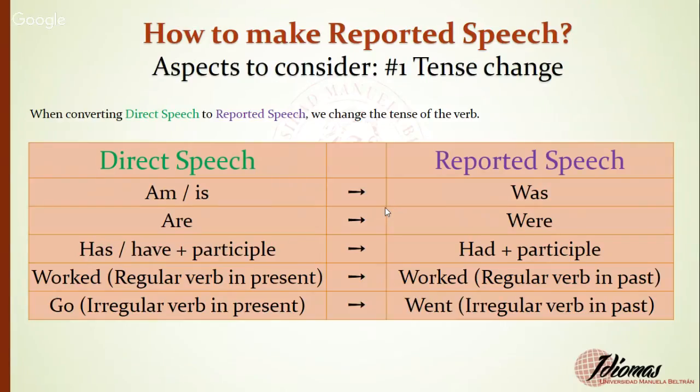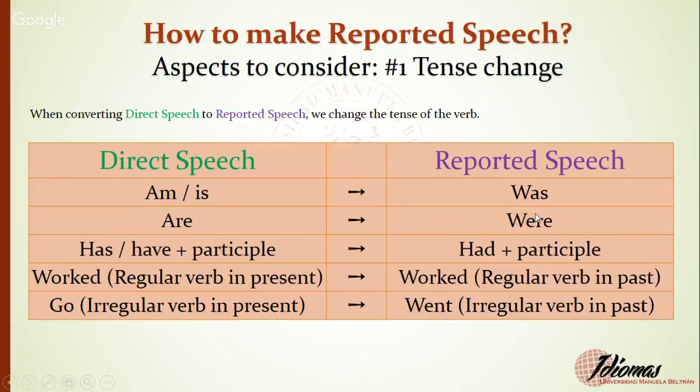Okay, aspects to consider. Number one, tense change. When converting direct speech to reported speech, we change the tense of the verb. Direct speech and reported speech. Very important to take into account. So, if we have a sentence in present simple, we are going to change it into simple past. If we have a sentence in present perfect, we're going to transform it into past perfect, and so on.